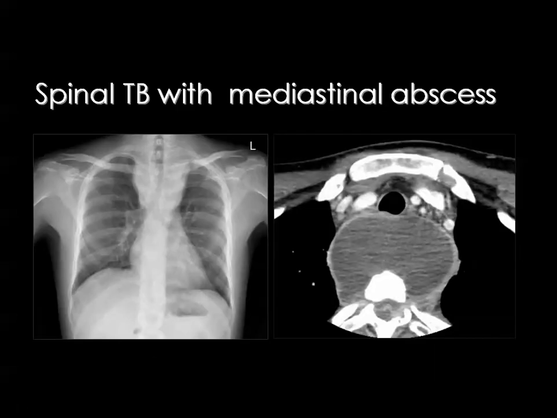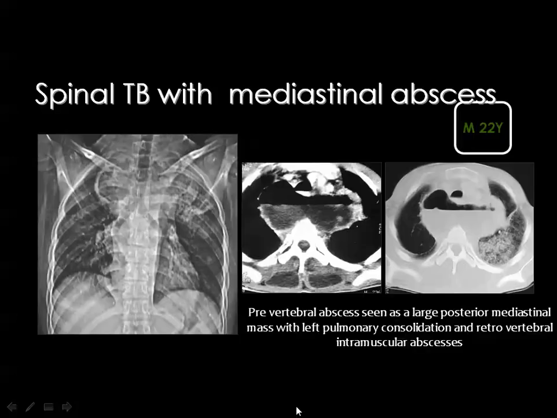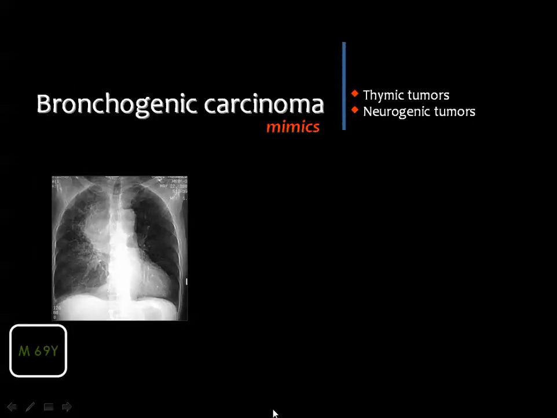And here is just an example of spinal TB, with a huge prevertebral abscess filling most of the posterior mediastinal space. And this is also an example of a huge tuberculous abscess with an air fluid level in the posterior mediastinum, posterior to the trachea and posterior to the esophagus, with also abscesses in the chest wall muscles.